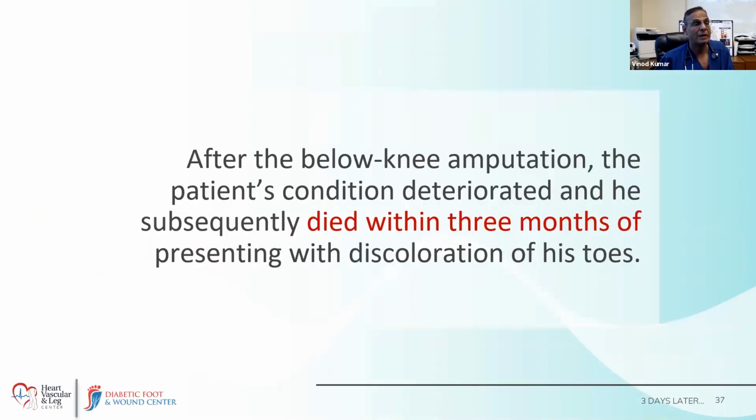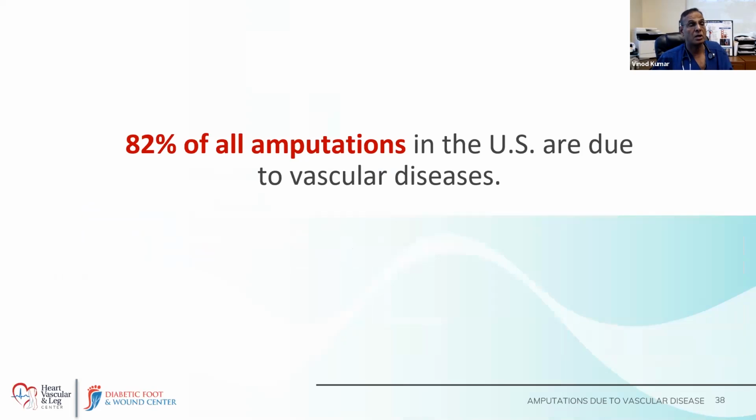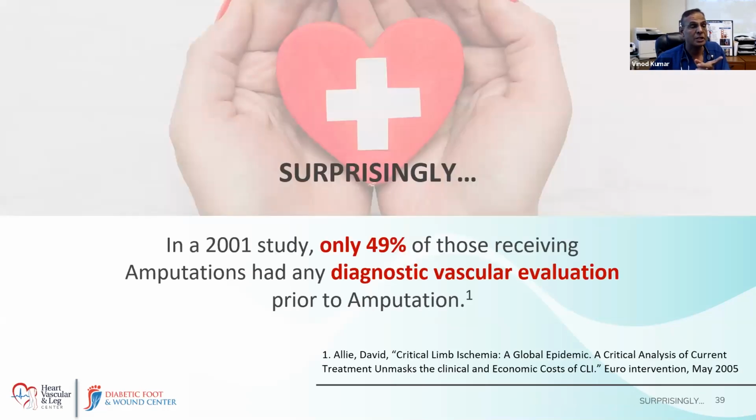After the below-knee amputation, the patient's condition deteriorated, and he died within 3 months of this discoloration of the toes. What I'm trying to say is that most of these amputations in the legs are due to vascular disease, the blockage or the poor circulation. And that's where we are missing the boat. If these patients are coming for wounds or neuropathy symptoms, or symptoms of pain or rest pain or discomfort at night, not able to sleep, burning, cramping, we need to address the circulation.